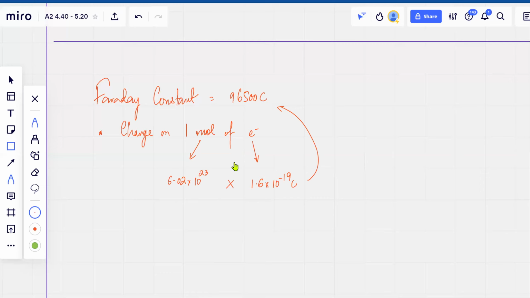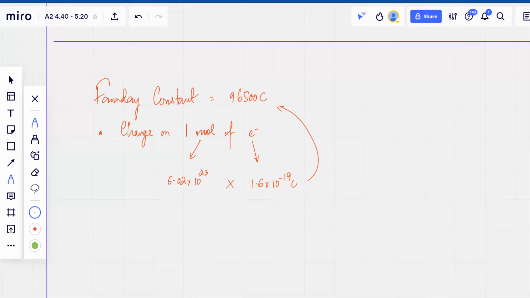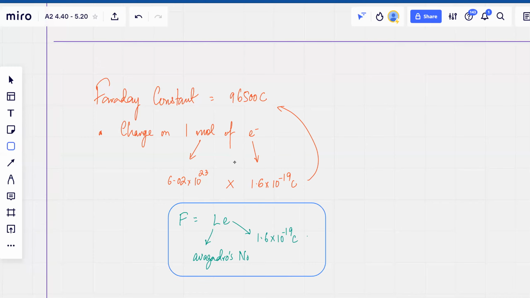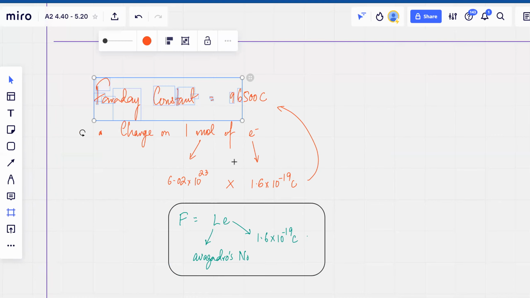The simple formula for that is usually written as F is equal to L times e, where L is the Avogadro constant, and e is the charge on a single electron, 1.6 times 10 to the power minus 19 coulombs. So in simple words, this is what the Faraday constant is, and you should remember its value.